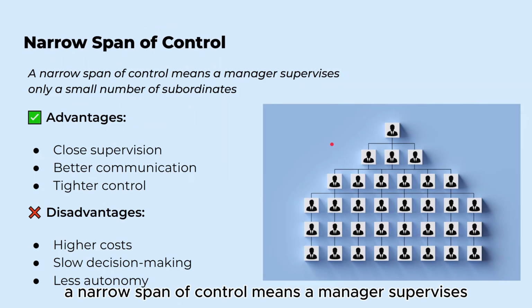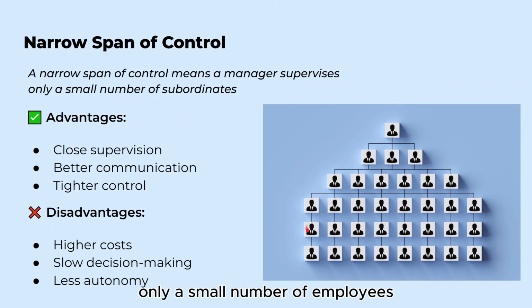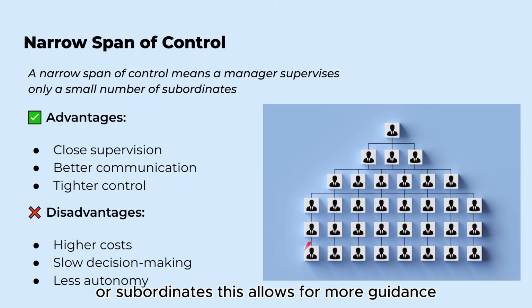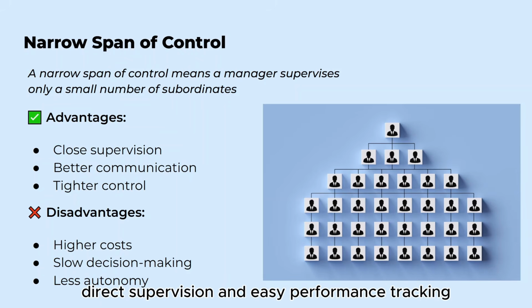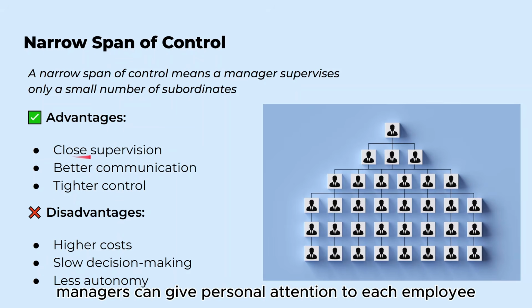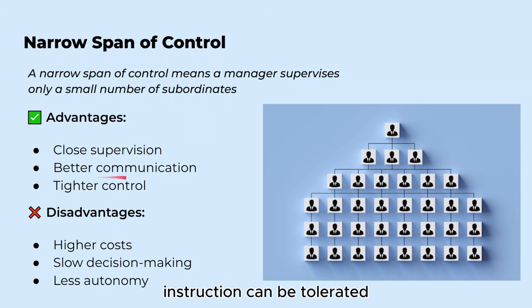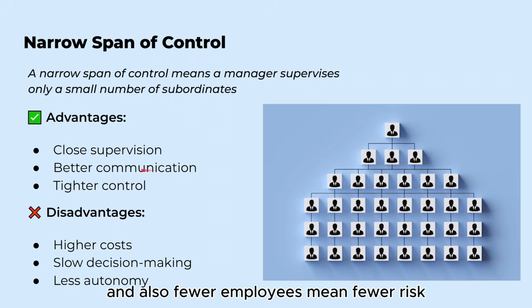A narrow span of control means a manager supervises only a small number of employees or subordinates. This allows for more guidance, direct supervision, and easier performance tracking. Managers can give personal attention to each employee. Instructions can be repeated and clarified when necessary. And also, fewer employees mean fewer risks and more consistent performance.